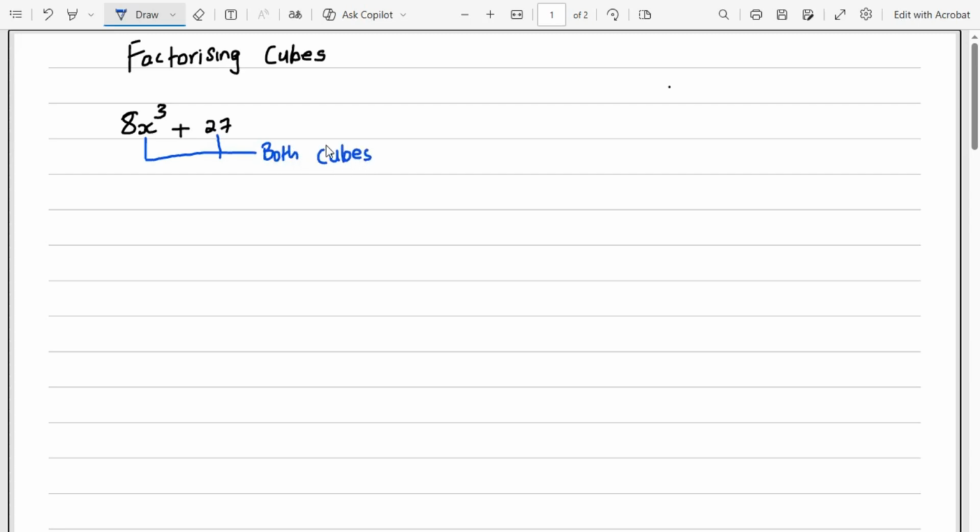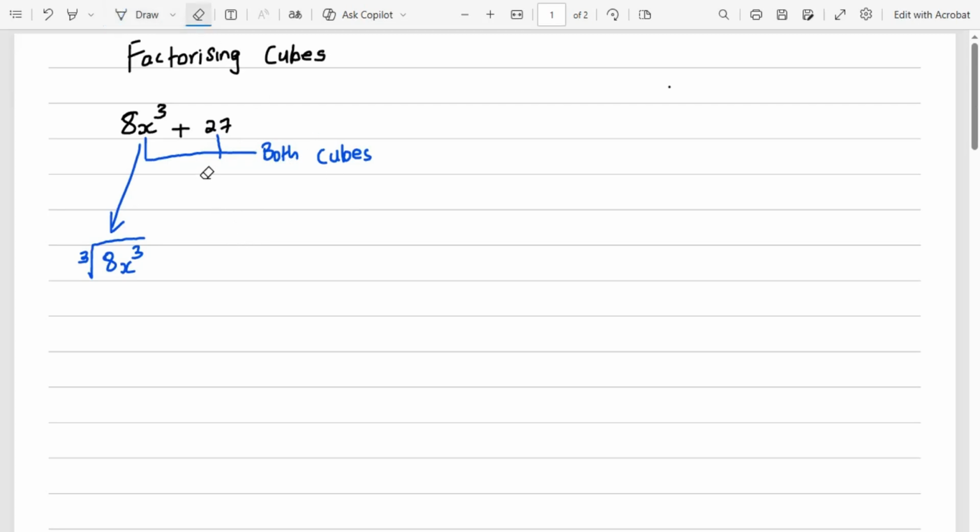Okay, so what I need you to do when you have something like this, you're going to take the 8x to the power 3. You're going to write it like this and say this is 8x to the power 3. Then you find the cube root of that term. Then you do the same with the 27, okay? You need to find the cube root of that 27.